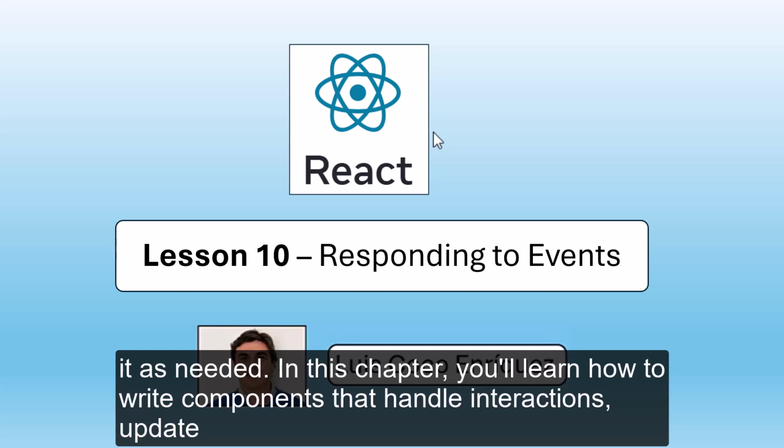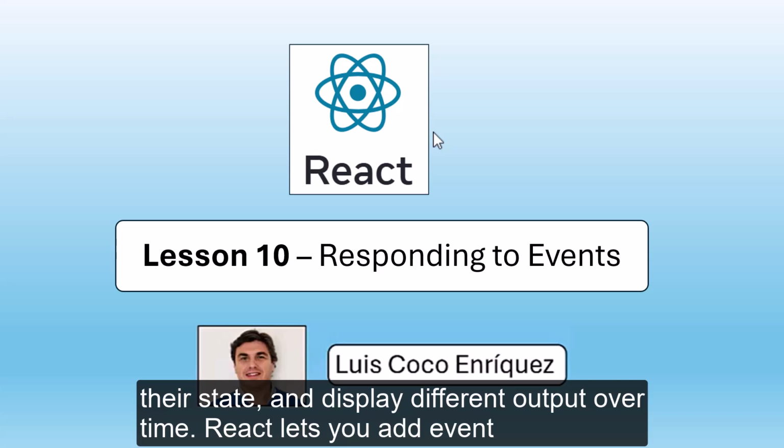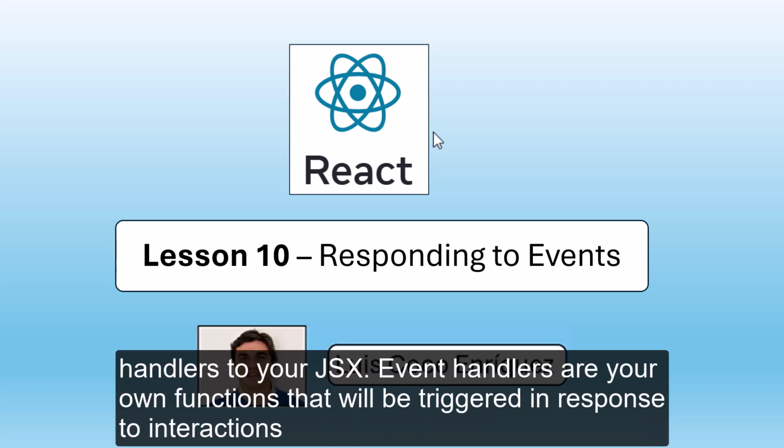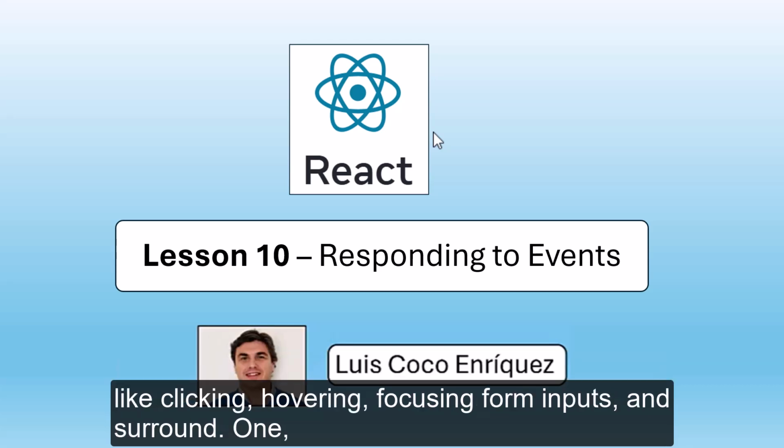In this chapter, you'll learn how to write components that handle interactions, update their state, and display different output over time. React lets you add event handlers to your JSX. Event handlers are your own functions that will be triggered in response to interactions like clicking, hovering, focusing form inputs, and so on.